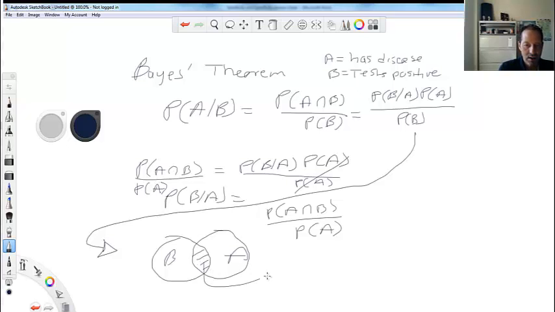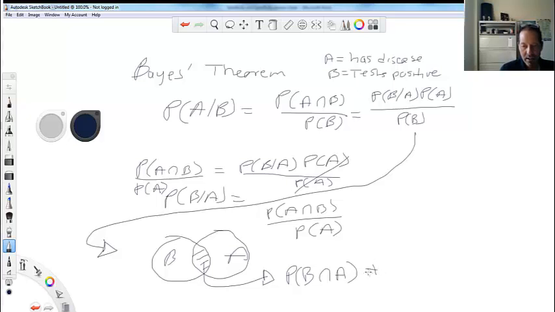So this little chunk of overlap is the probability of B intersection with A, right? It's the intersection of the two. So we know that this probability of B is going to include at least two different facets, because it's going to include the part it shares with A, so this is the probability of B intersection A, and it's also going to include the part that it does not share with A, right?